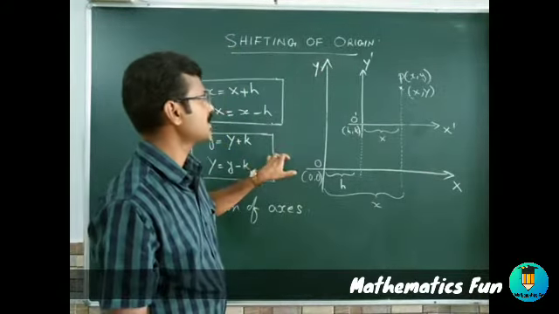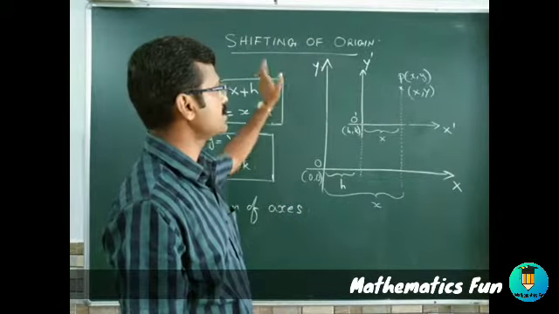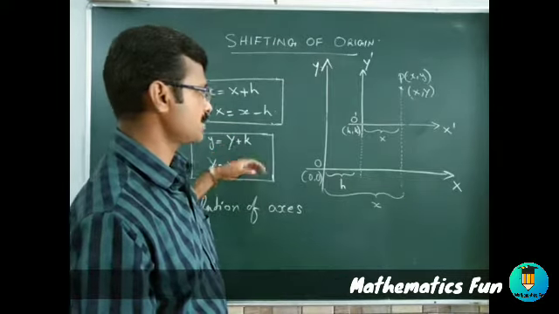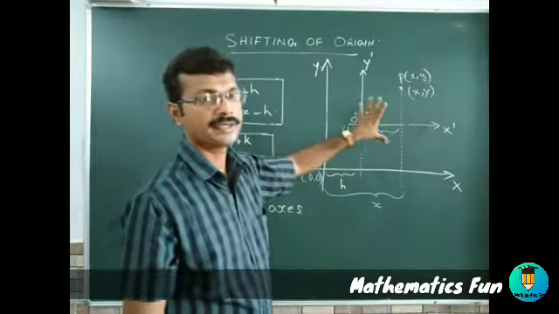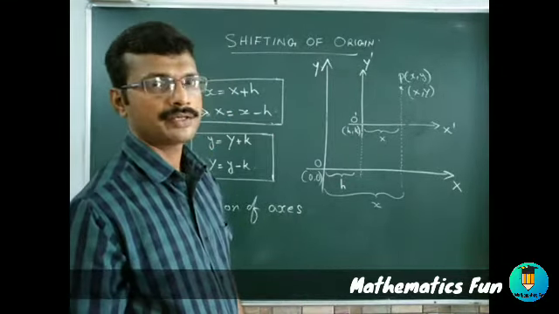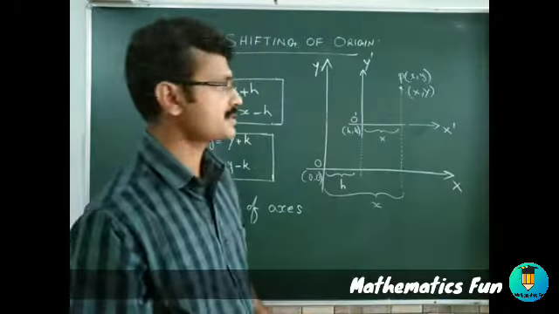So this is the shifting of origin. Now we will do a few questions based on this shifting of origin. These are the results we are supposed to memorize, and this diagram should be there in your mind. Then only we will be able to handle the questions. So now we will do a few questions from the exercise.